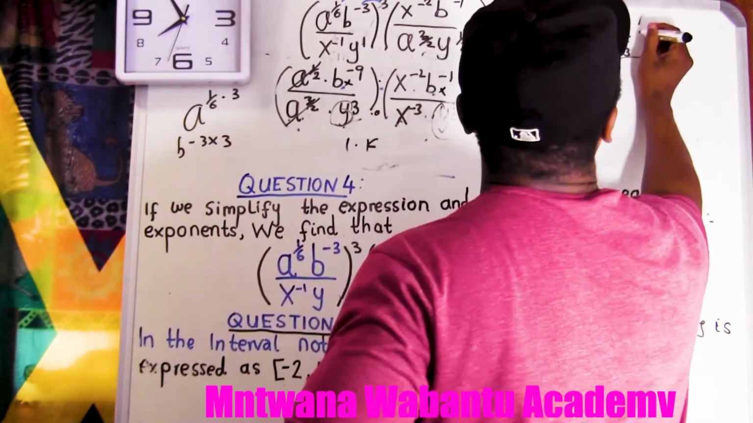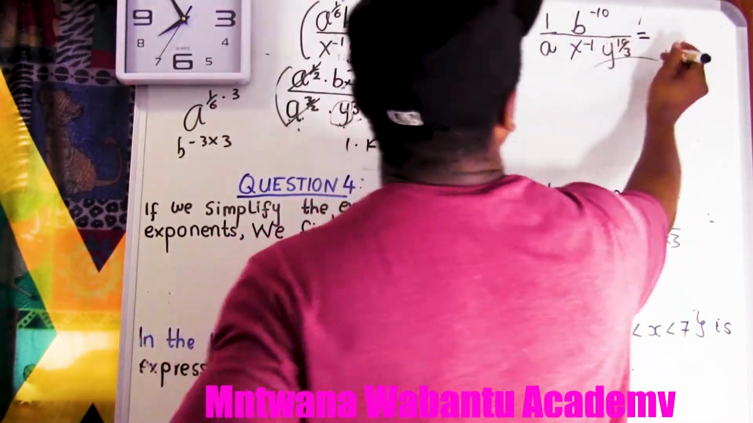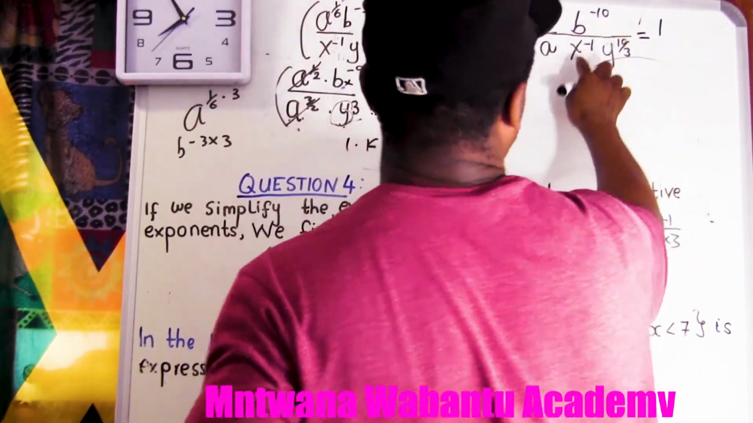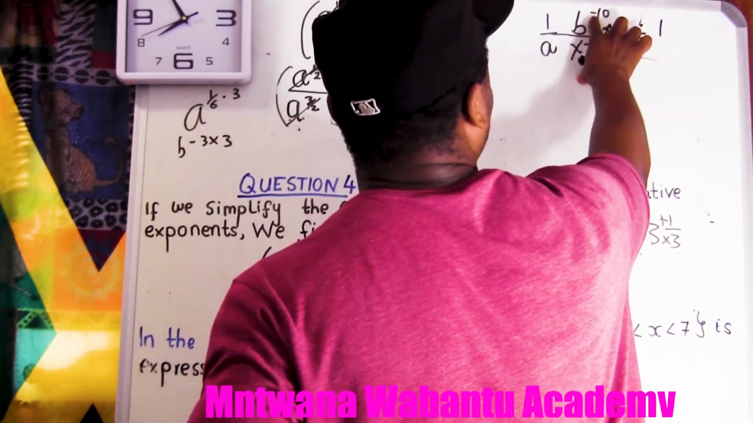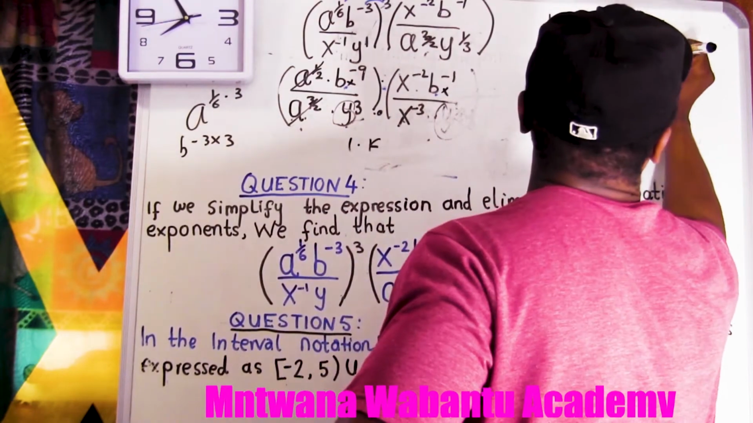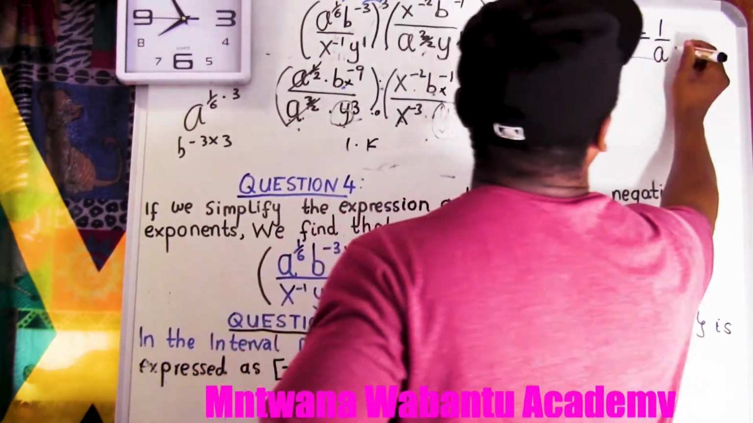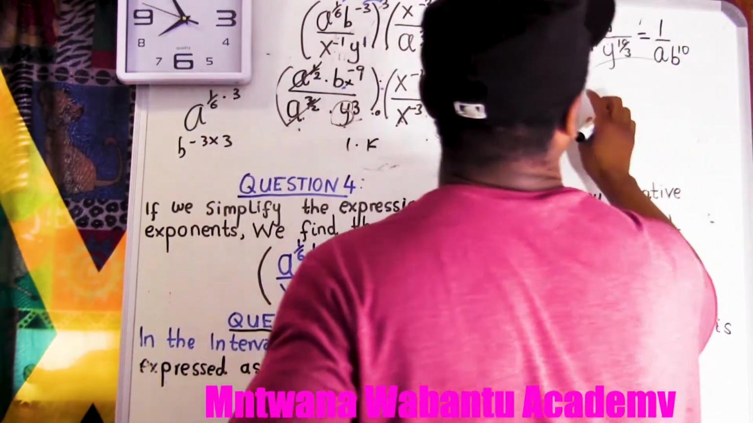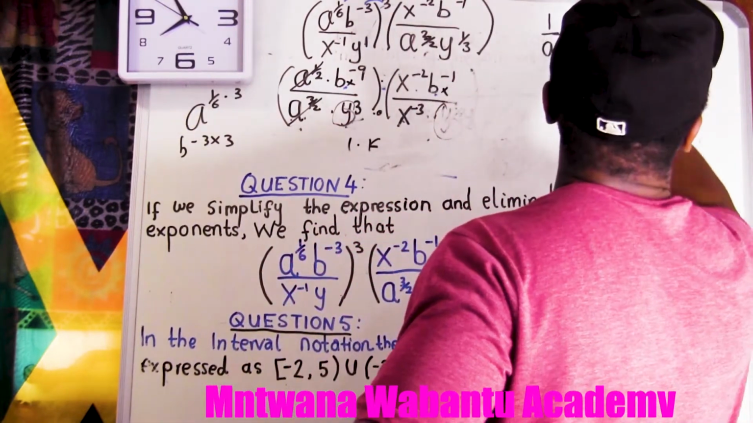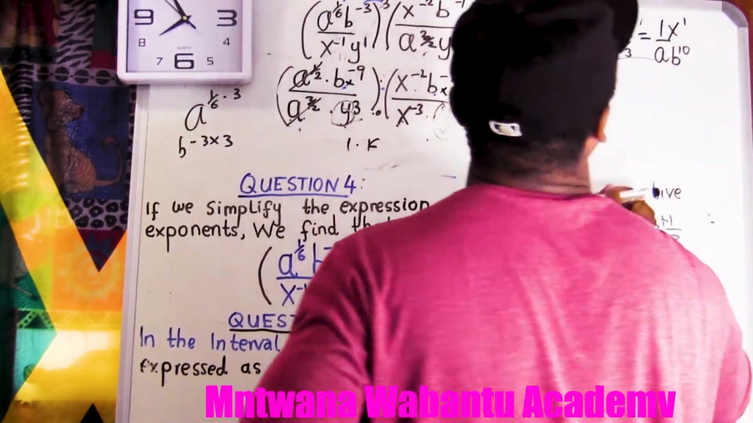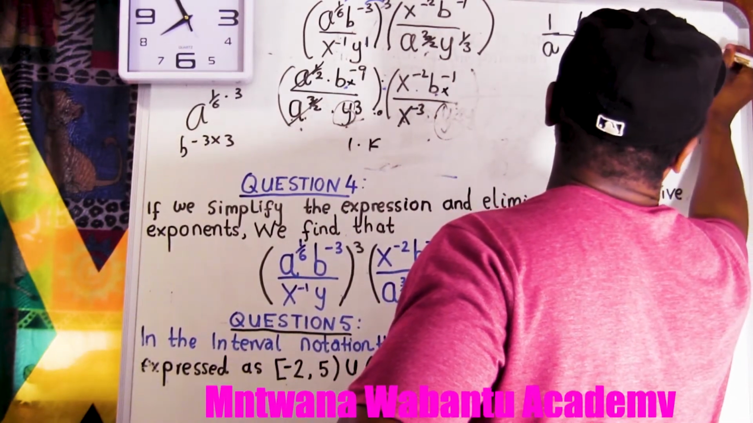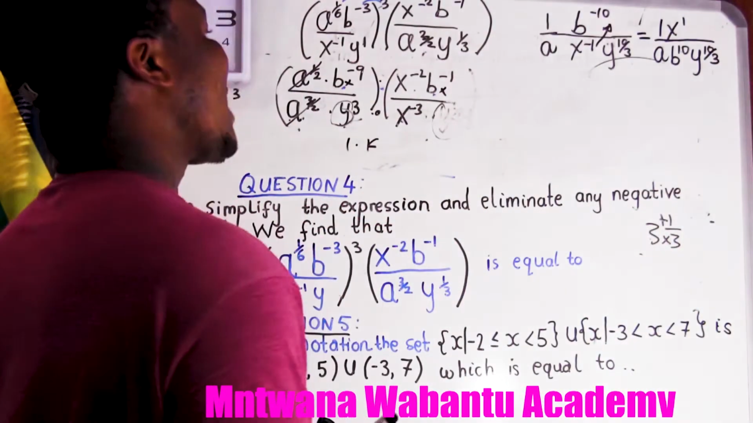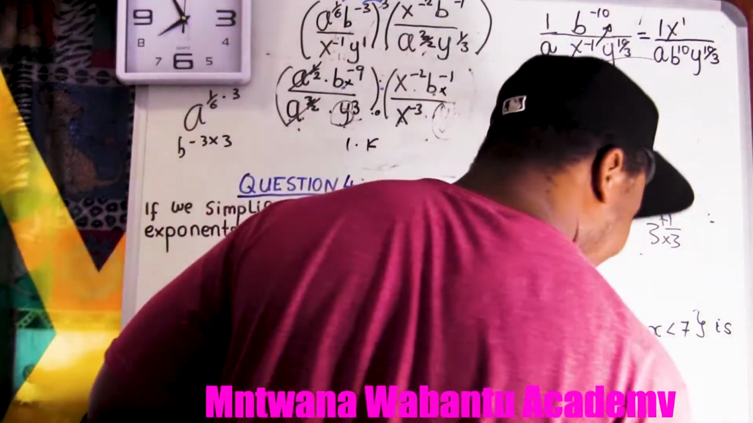so then I'm going to say finally, 1 is just a 1. Now this is going to go to the bottom and this is going to go to the top, because it's negative, it is going to go to the top to become positive, and this is going to go to the bottom, so it's going to be 1 over a. And then this is going to go to the bottom, it's going to be b power 10. And this is going to go to the top, it's going to be x power positive 1. And the y is going to remain where it is because it's a positive power. See? So that's going to be my final answer.